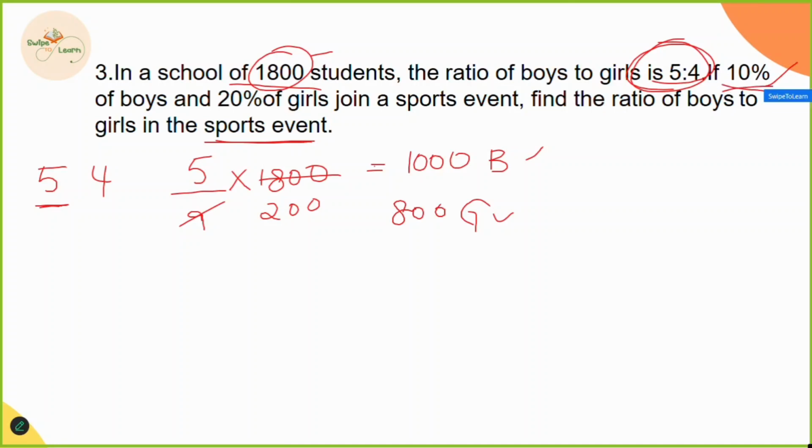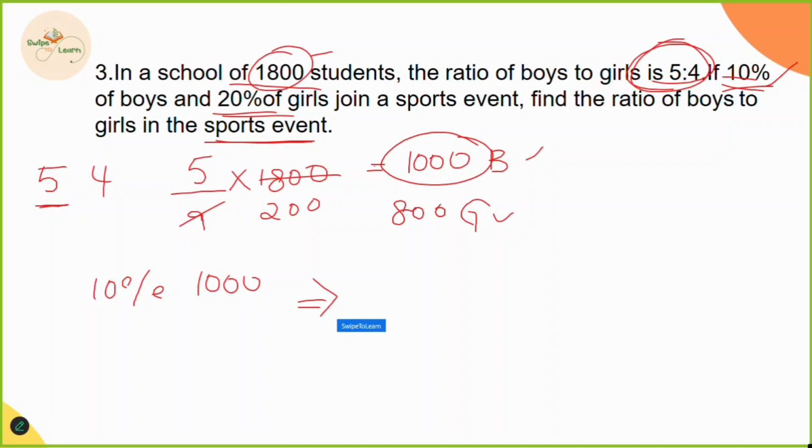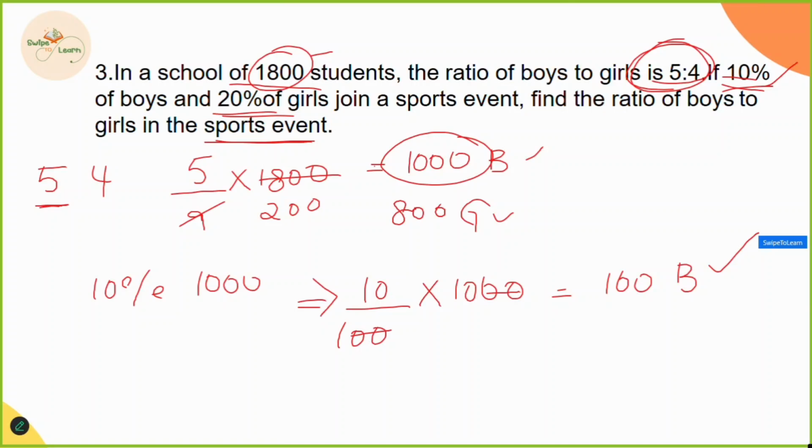They are saying that 10% of boys and 20% of girls join the sports event. So among 1000, 10% of 1000 means 10 divided by 100 into 1000. Cancelling these two zeros, we get 100. So 100 boys are interested in joining the sports event.